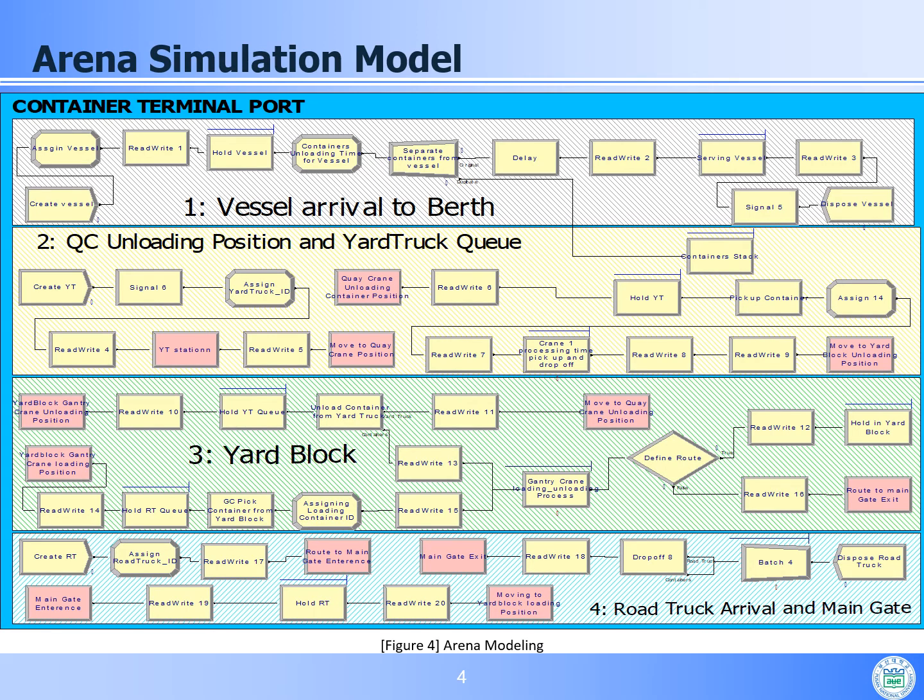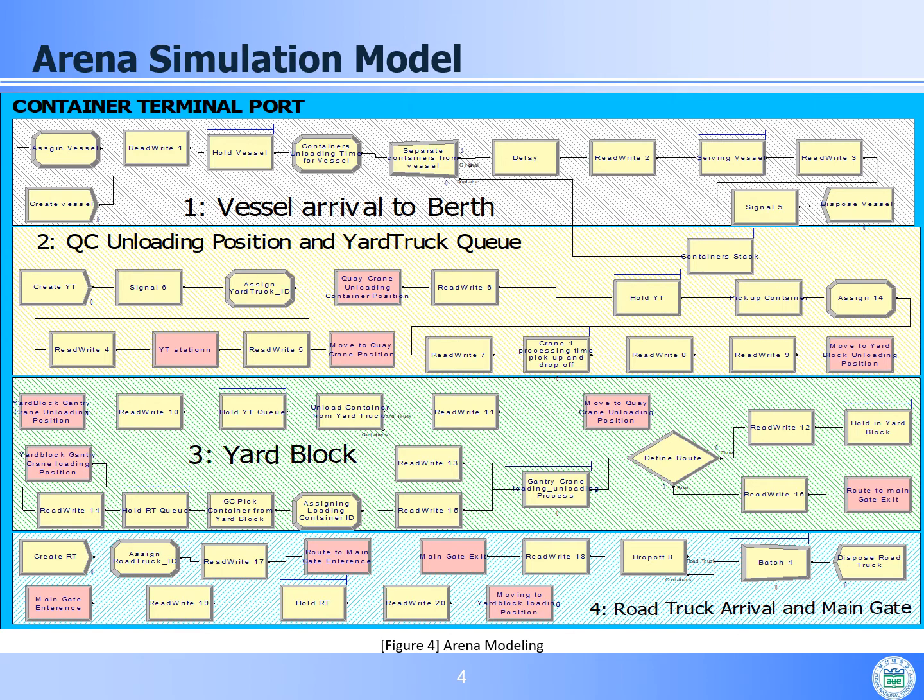Our model is divided into four sub models. The first sub model is used for the allocation of vessels and holding vessels in the queue. The second sub model is used for the yard truck arrival at the quay crane position and unloading containers from the vessel.